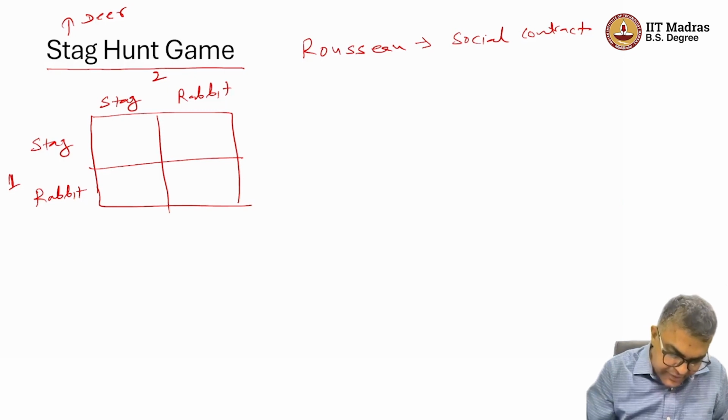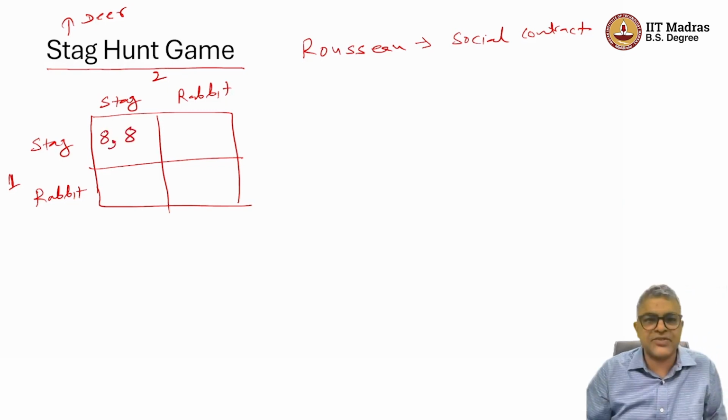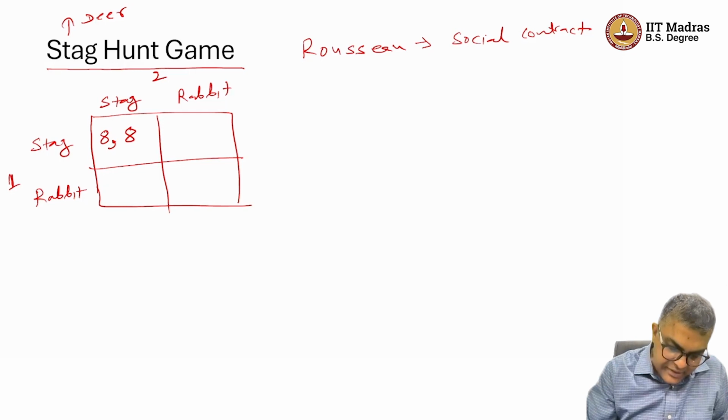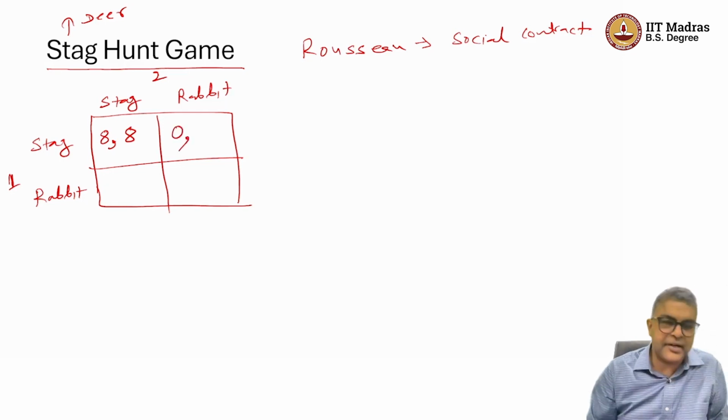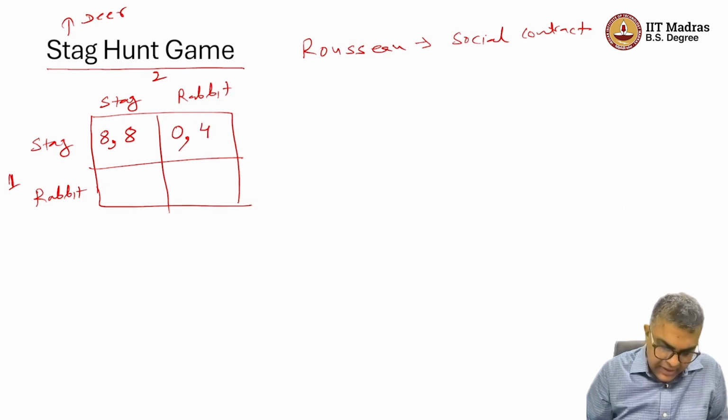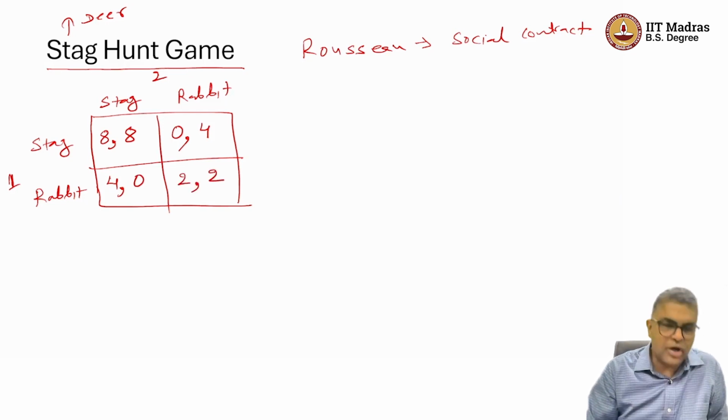So the payoff would be high if they both try to capture the stag, they would be successful, and let's say their payoffs are 8,8. If one goes for stag and the other goes for rabbit, the person who has gone for stag will definitely not be able to capture it, because it requires more coordination. The person who is able to capture the rabbit will get a payoff of, let us say, 4. And same here, it is symmetric, 4 comma 0, and in this box both have gone for rabbit, so they will get 2 comma 2.